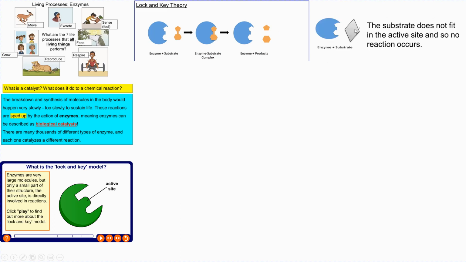Now, if the shape is wrong and it won't fit into the active site, then nothing happens. That substrate will just float out. This one here, this diamond, needs a diamond-shaped enzyme to work on it.